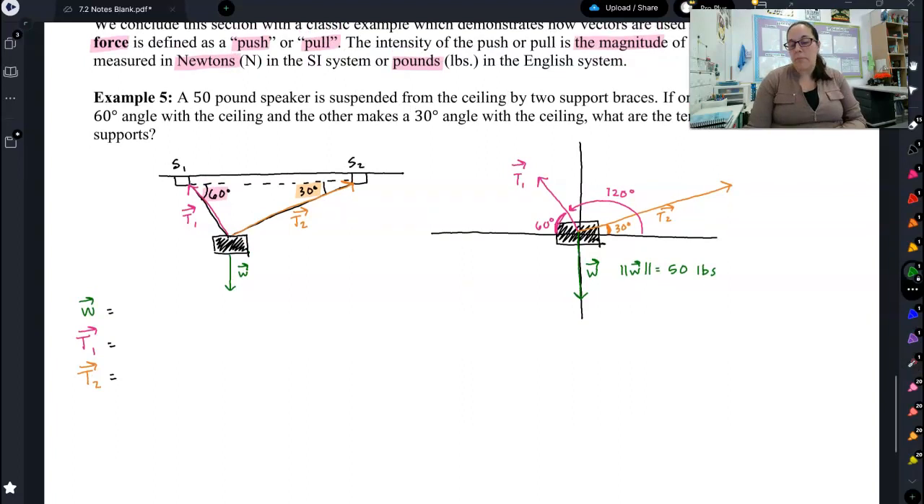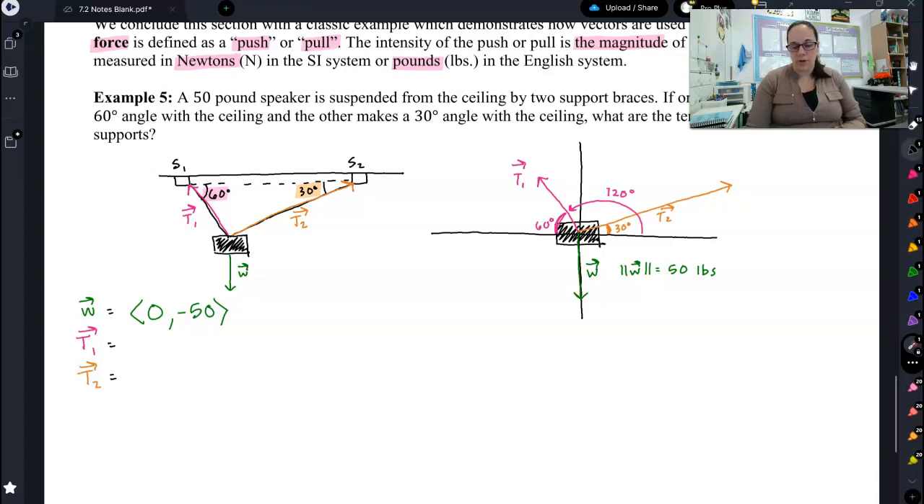So let's start by writing these vectors in component form. W's the easiest, so let's start there. Its component form is easy. 0 in the x direction, negative 50 in the y direction. That's how that vector is moving. It's not moving side to side at all. It is just moving down 50, that negative 50 pounds being pulled down in the y direction.